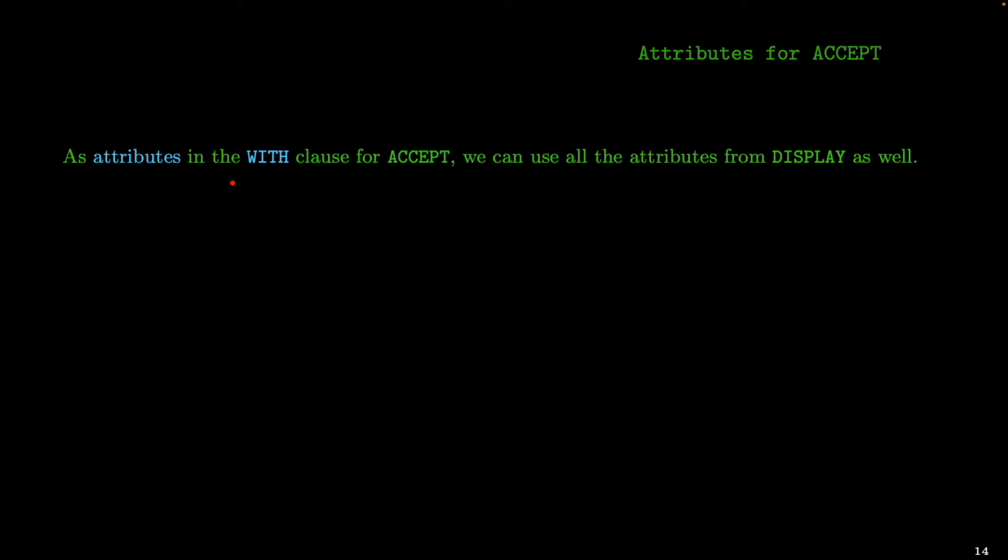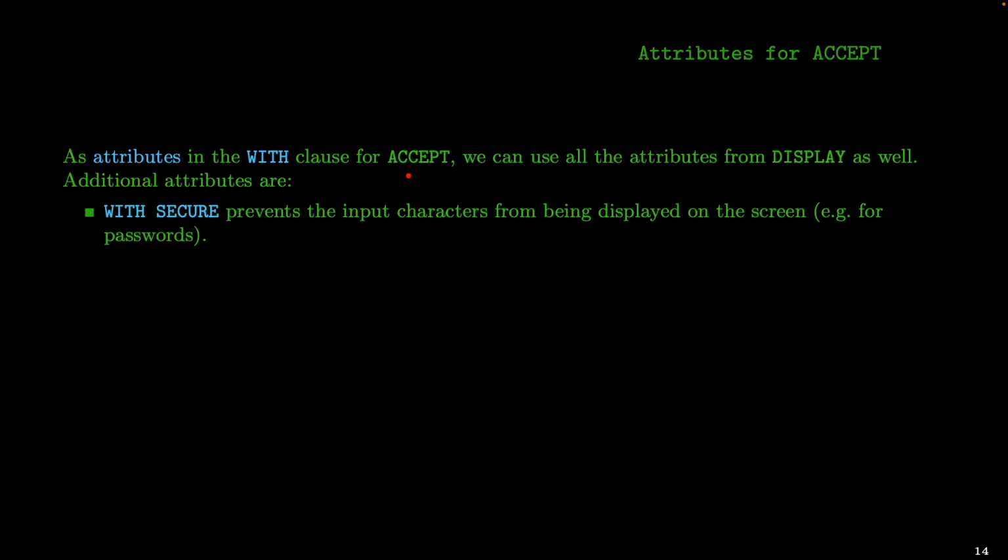Now the attributes we can use with the with clause for the accept instruction are, first of all, the ones we could use for the display instruction. And some additional ones exist, for example with secure, so just the attribute secure, no value. This is, for example, used in a password field. You can use this to prevent the input characters from being displayed on the screen. So you will just see some asterisks instead of the actual letters that you type.